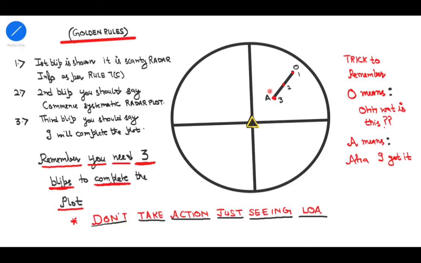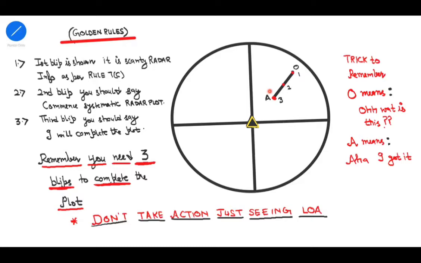Do not take action just seeing the line of approach. What is this OA? Everybody knows in radar plotting, we have been taught enough. This is a line of approach. Don't take action only on the line of approach. If you take action on the line of approach, obviously you will fail your orals, because it is still scanty information, right? Without completing the plot, you cannot take the action. Okay, if you take action on scanty information, you will again fail your orals.